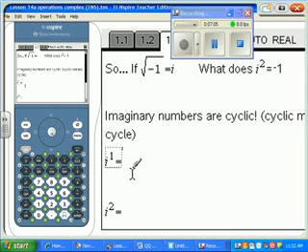This is a very important rule. You have got to know this. i squared equals negative 1. That's going to become very, very important when we start working with the operations, okay?